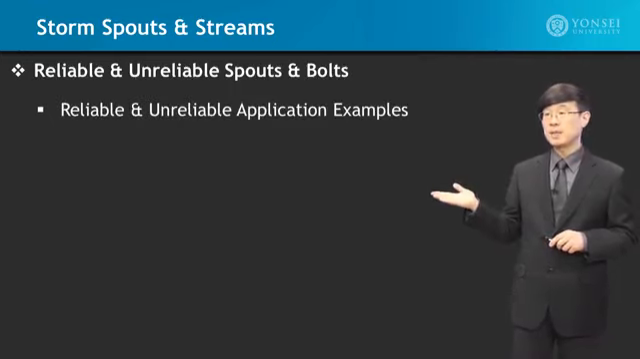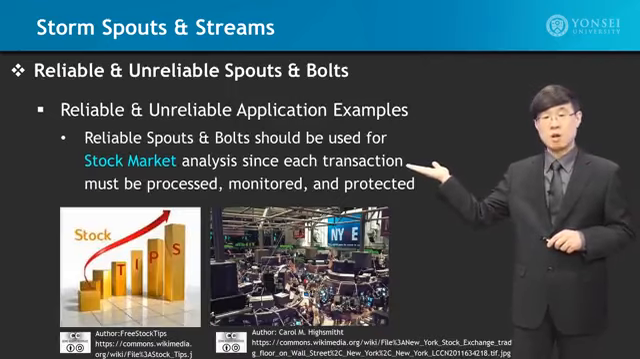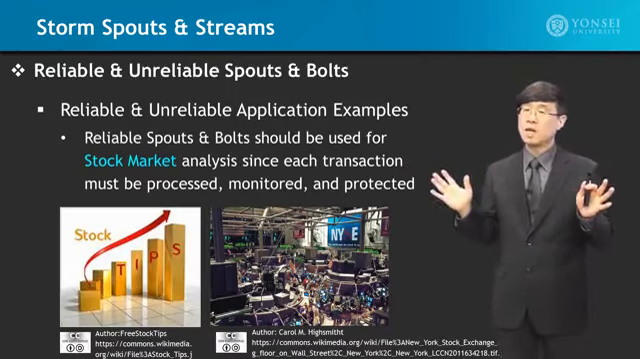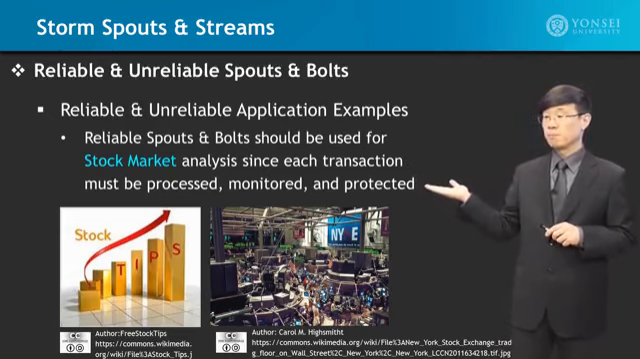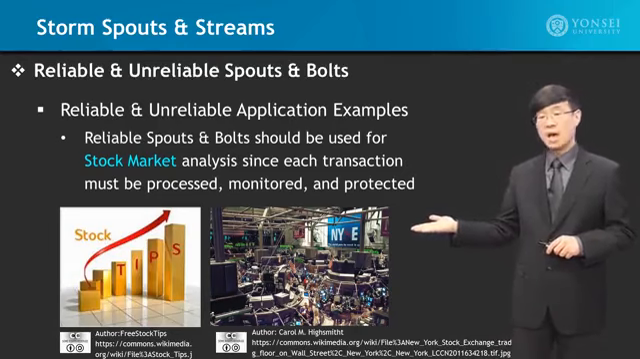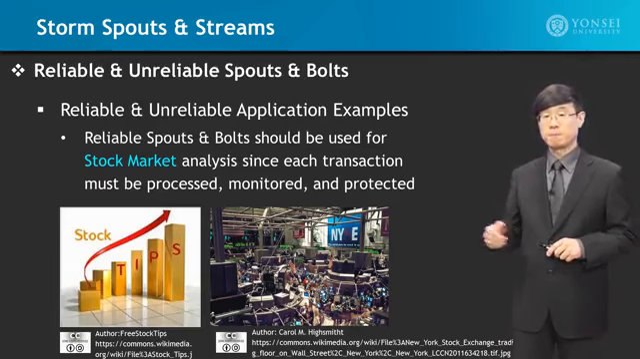An example would be like this. Reliable spouts and bolts, of course, should be used for the stock market. You cannot afford to miss anything. So therefore, everything must be processed, monitored, and protected. And then obviously, a reliable Storm topology is preferred.